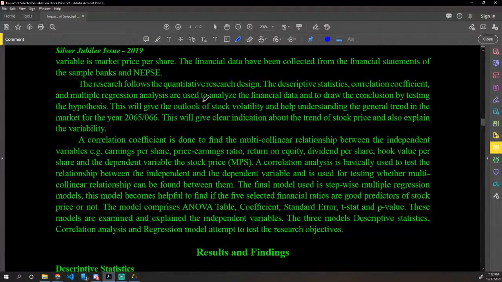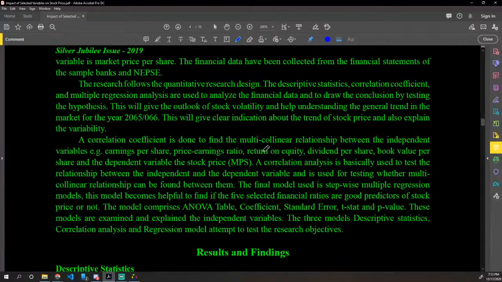The research follows the quantitative research design. Descriptive statistics, correlation coefficient, and multiple regression analysis are used to analyze the financial data and to draw the conclusion by testing the hypothesis. This will give the outlook of stock volatility and help to understand the general trend. Determining the general trend in the market will give a clear indication about the trend of stock price and explain the variability.